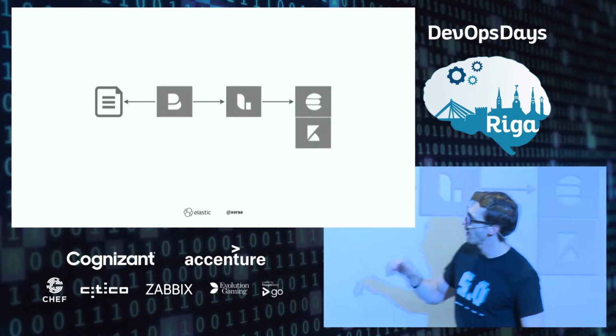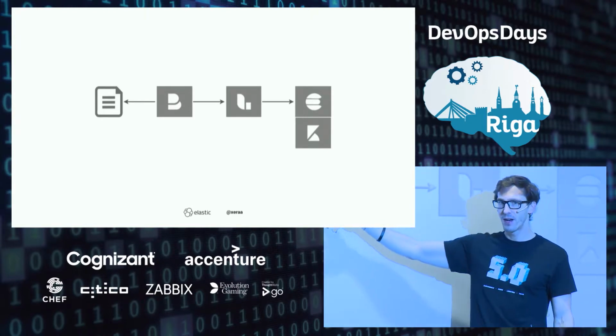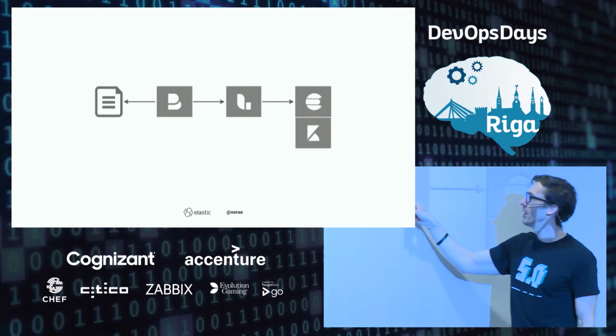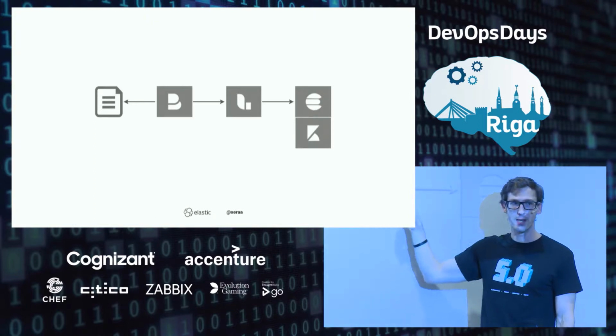So what it looks like is you have your classical log file, Filebeat basically tails that log file and forwards it to Logstash. Logstash is then taking a regular expression to parse the elements apart.